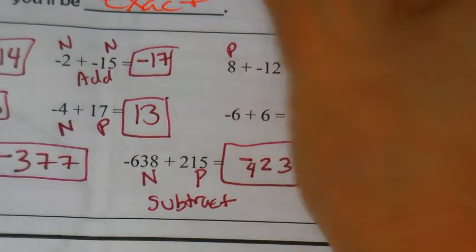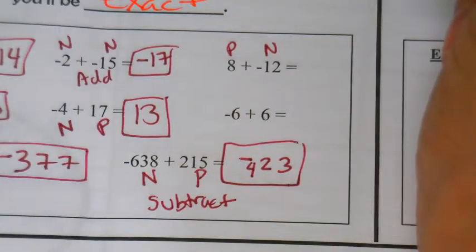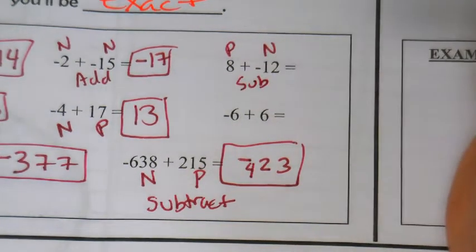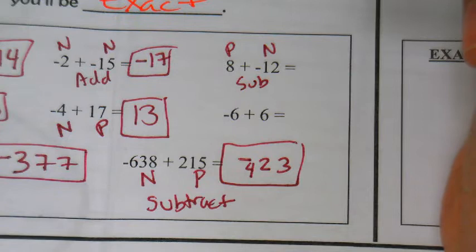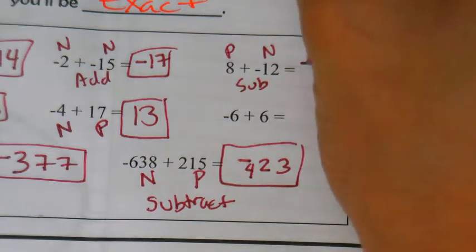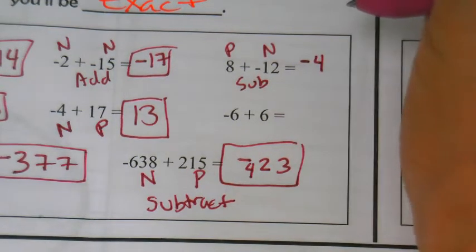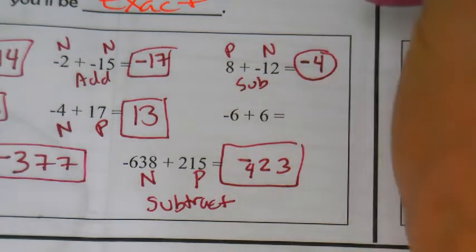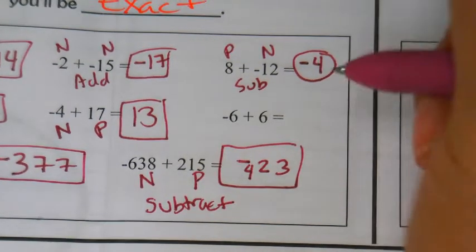Positive, negative. So what are you going to do? Subtract. All right, what is 12 minus 8? 4. Do you have more positives or do you have more negatives? On the side? In your head? Remember, I thought you were on the other side of the example. 0. And then negative 6 plus 6 is 0.